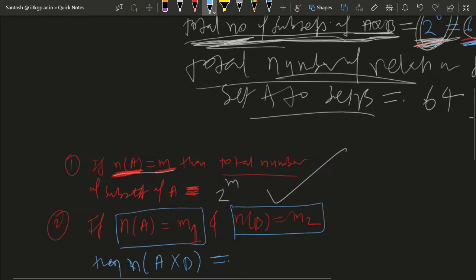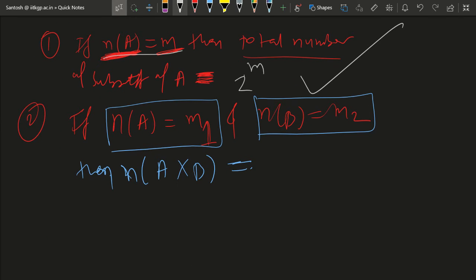M1 into M2. Right, m1 into m2. So here I will write m1 into m2. So A cross B will have m1 into m2 number of elements. Now I want to know the total number of relations from set A to set B. And the definition of relation is it is a subset of A cross B.